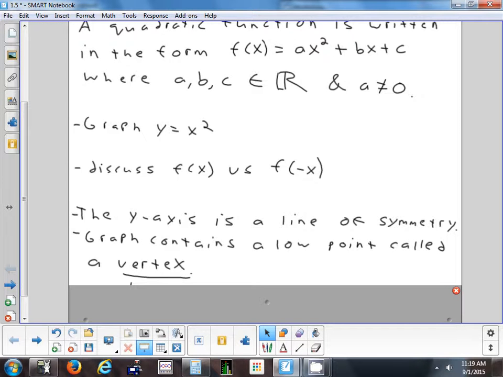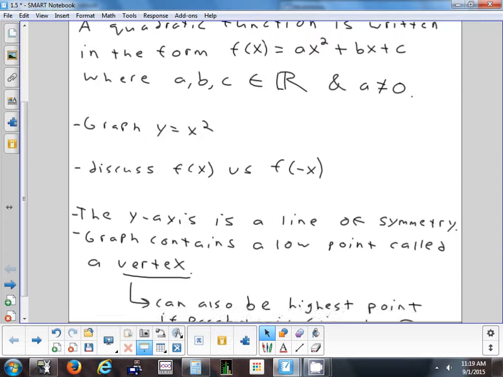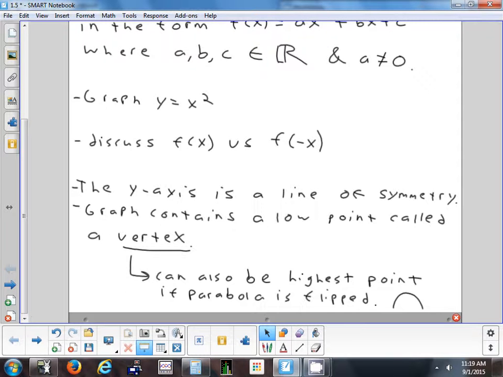Okay, on the parabola that I had before, it had a low point. Okay, we call that low point a vertex. Now, if you flip the parabola over, that low point could also become the high point, called the maximum. So whether your parabola has a minimum or a maximum, they're both called a vertex of the parabola. Okay, any questions on any of that so far?